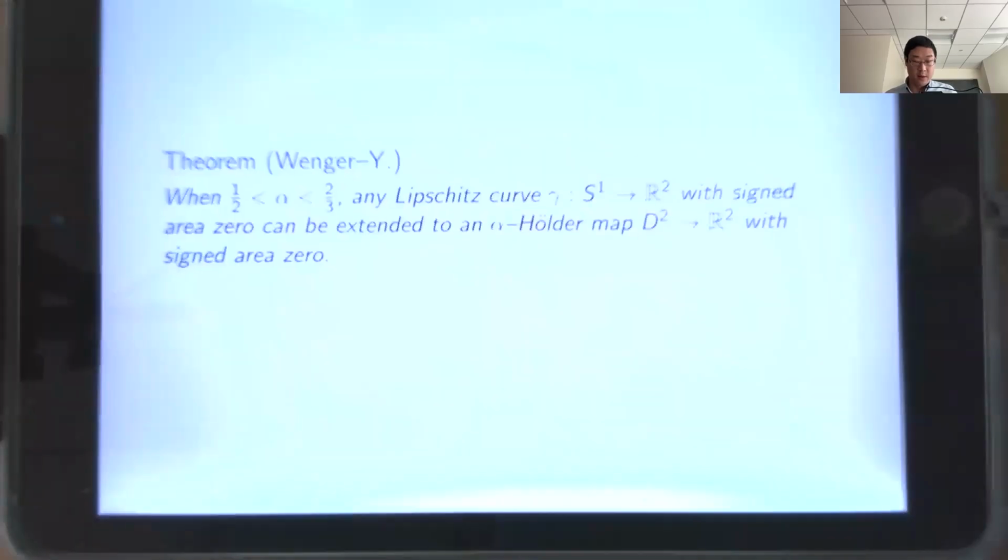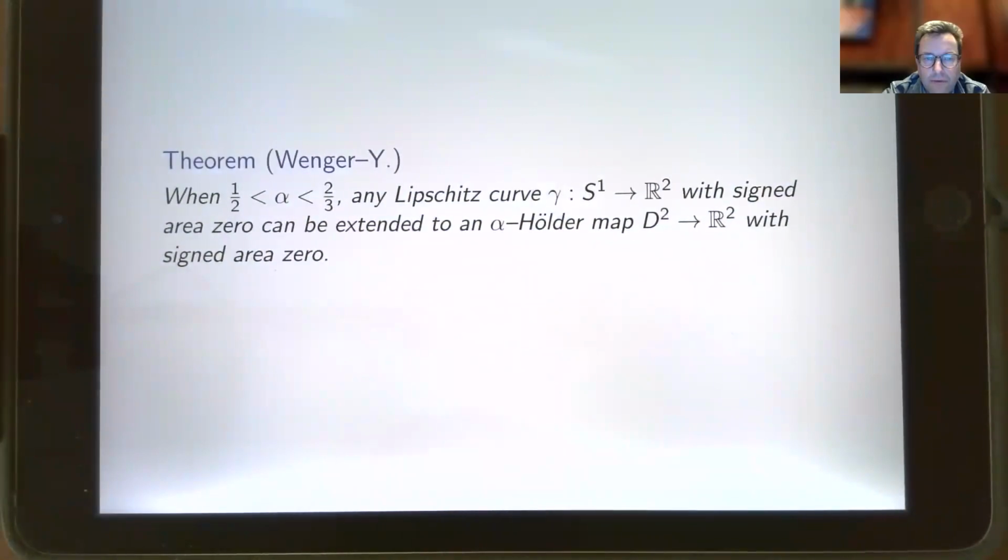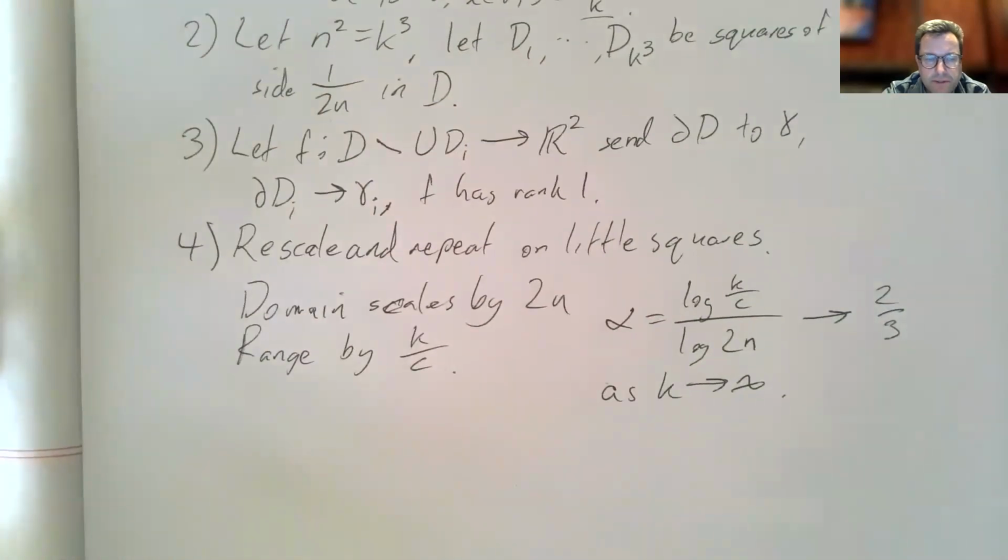And so in the end, we get... Robert, I have a question. Is the limit map still absolutely continuous? Yeah.